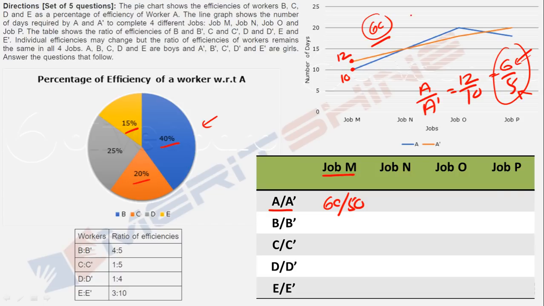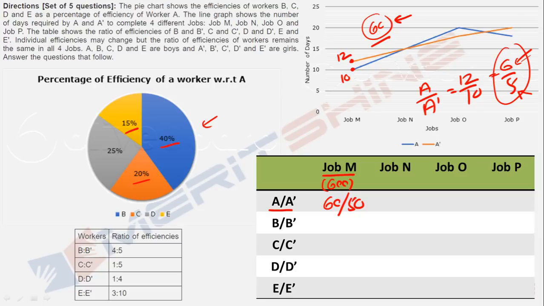In that case, what would the work become? This is 60 units here. The work would be 600 units. So what I have taken is this. You can see here it's consistent with the data given. Job M is 600 units, A does 60 units daily, so A would take 10 days. 600 by 50, it's 12 days, that's what A dash is going to take. So this is what I've written.